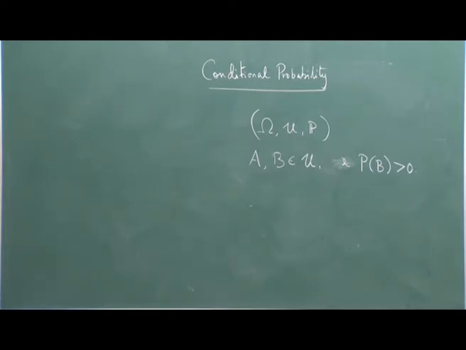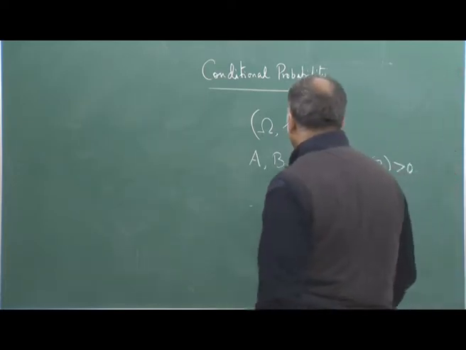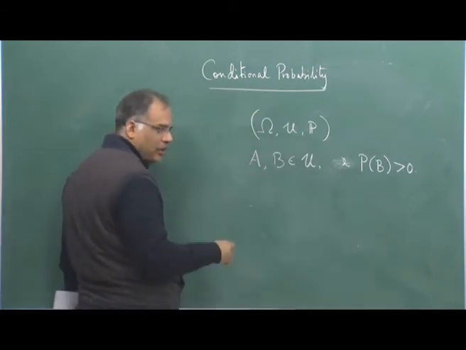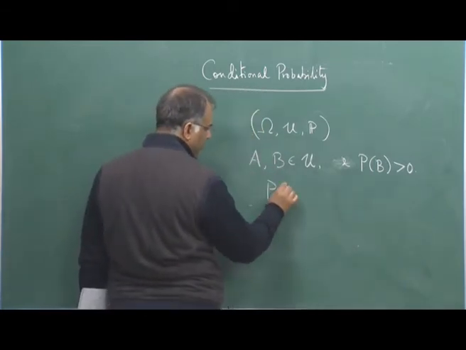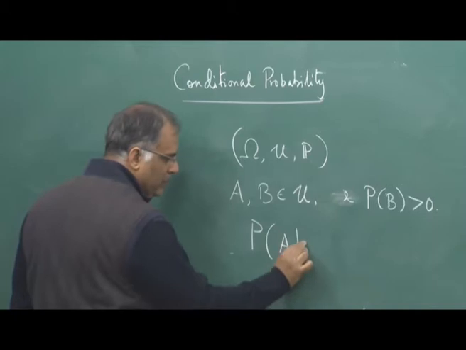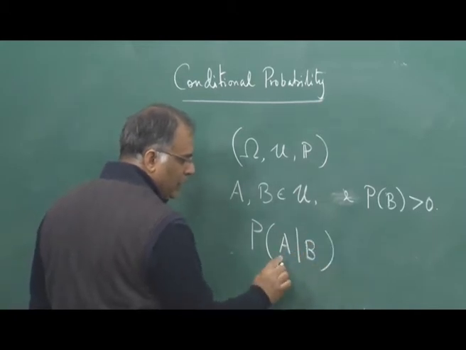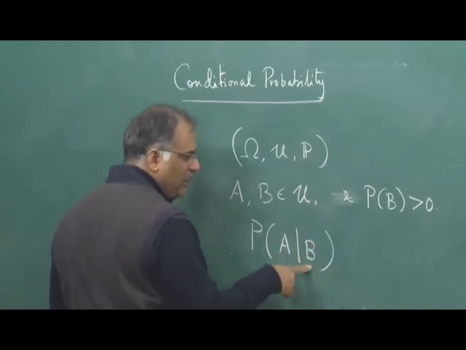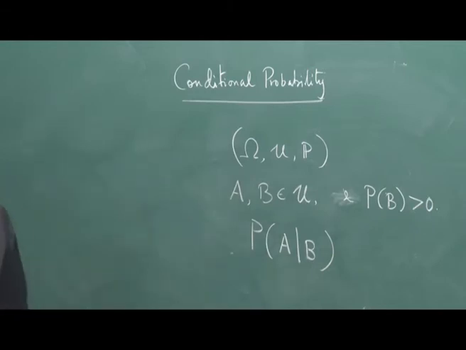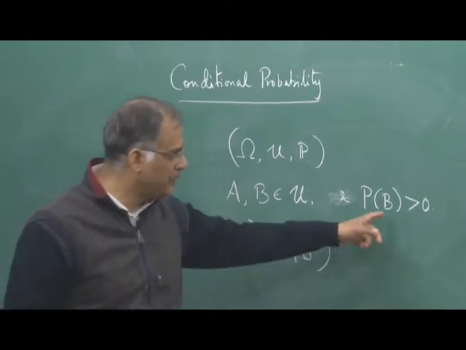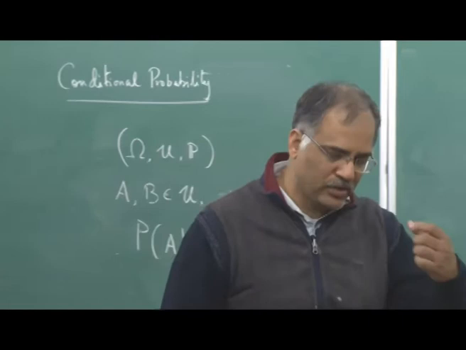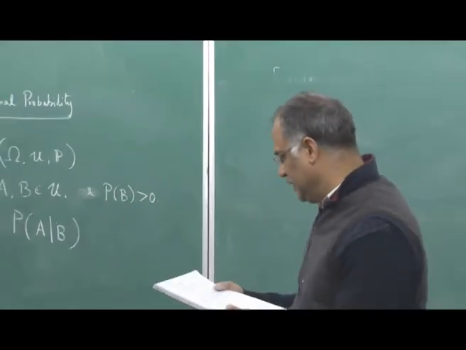Now suppose B has actually occurred. So what is the probability of finding A knowing B? It is symbolized like this: the probability of A given that B has occurred. And of course you have to assume that B has a positive probability of occurrence.